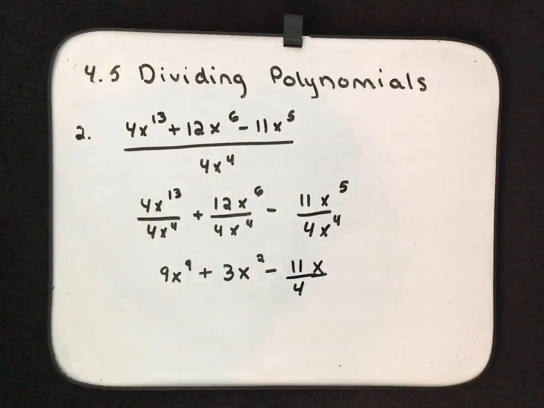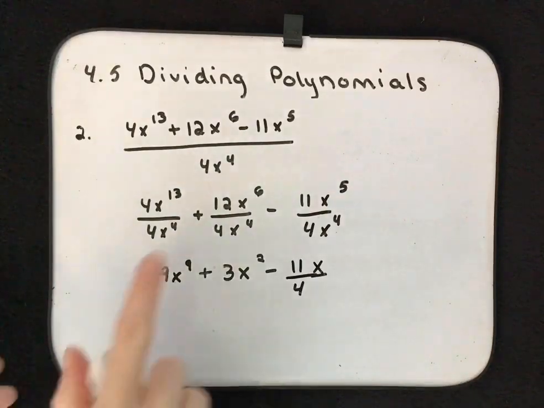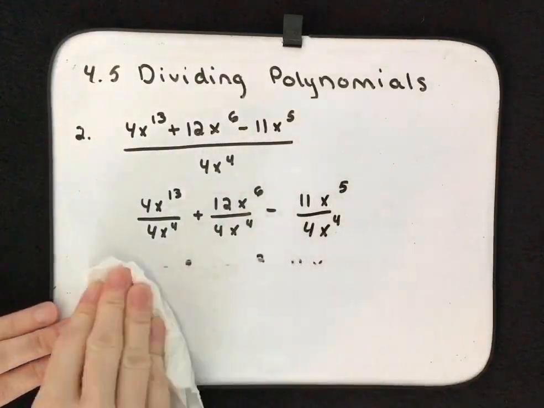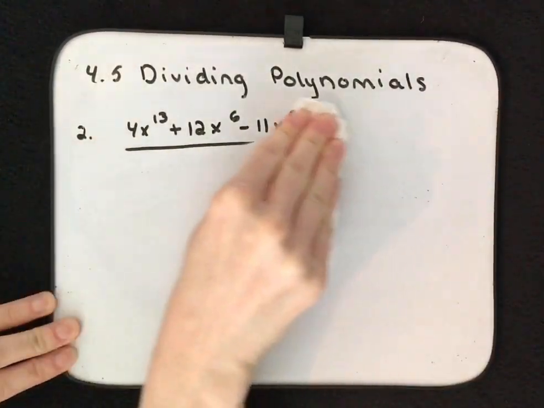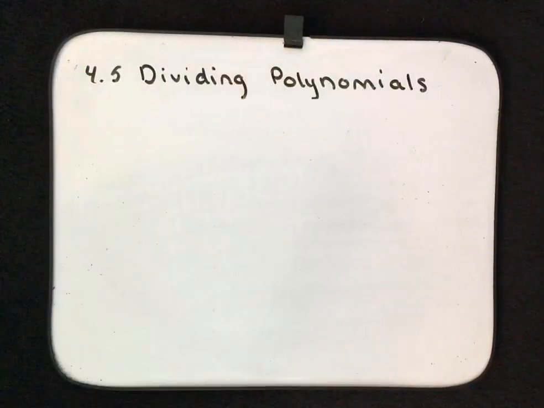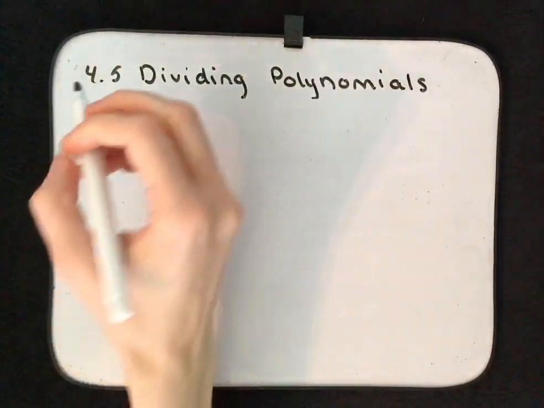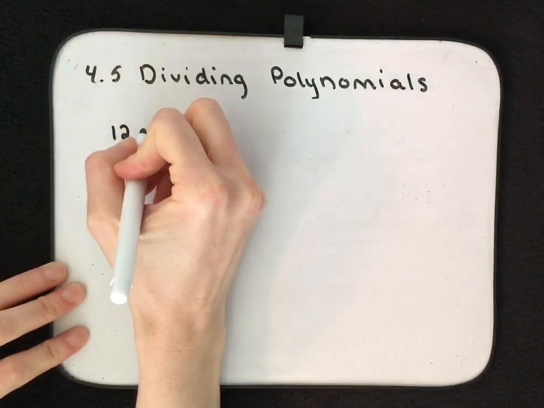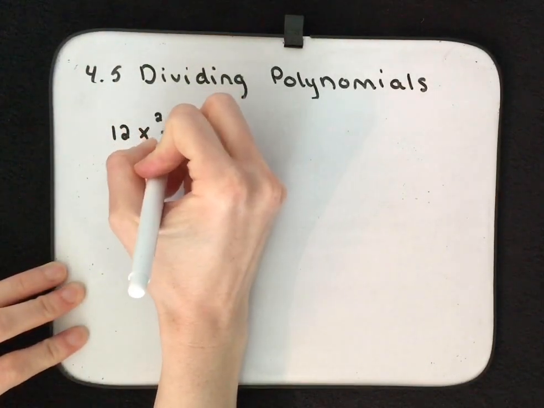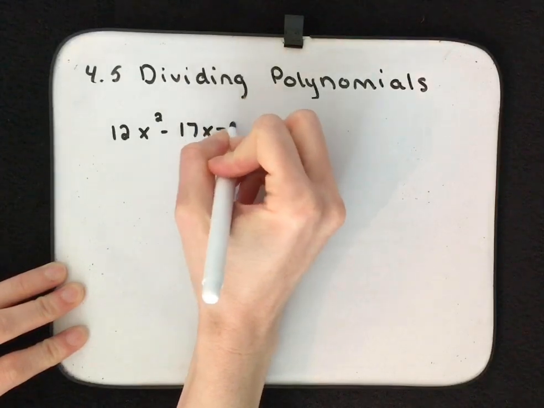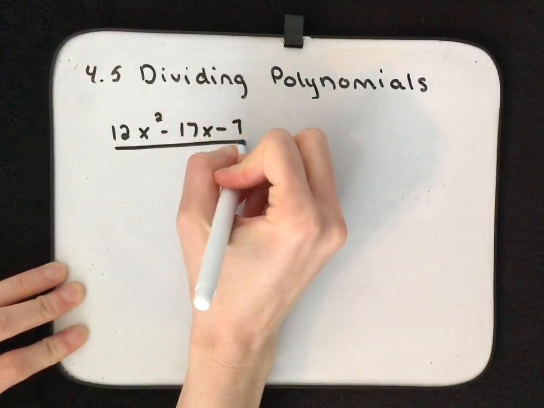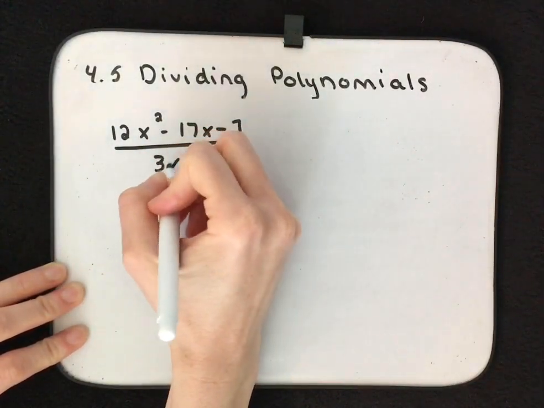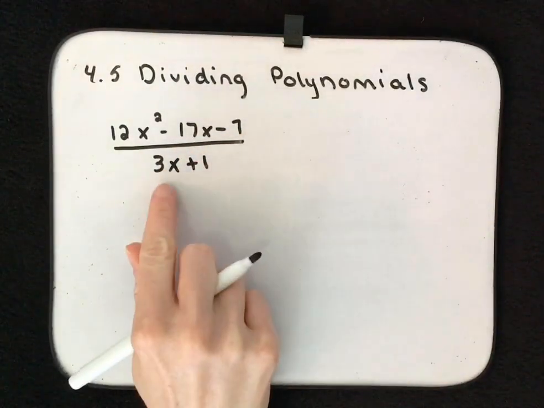We will not always have a situation where you have just a monomial in the denominator. So let's look at what to do when you have something that is not a monomial. So let's say we have 12x squared minus 17x minus 7 all over 3x plus 1. See how we have a binomial now?